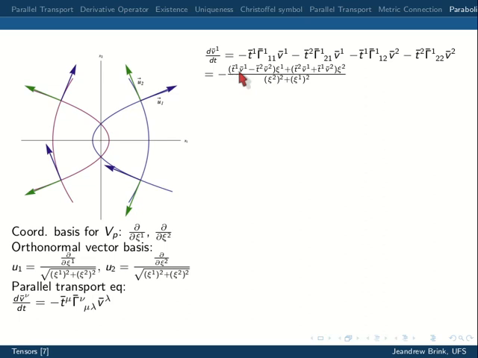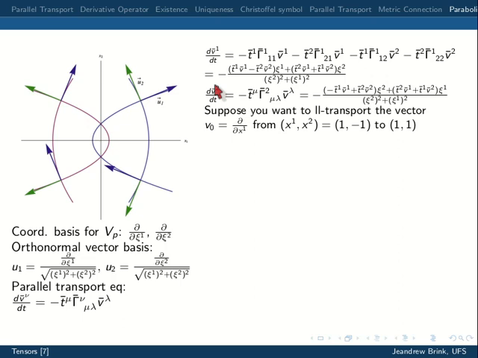So this equation is simply a differential equation of the components of v multiplied by functions of time. You can write the same thing out for the v2 component, you can do the same thing and write it out. So those are our differential equations for parallel transport. And now let's look at a specific example.